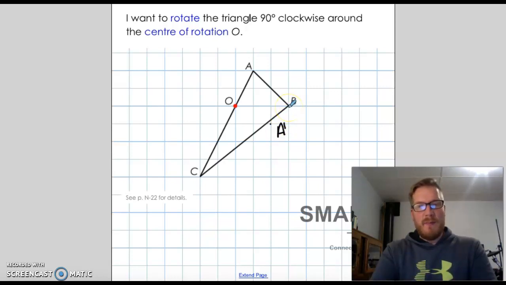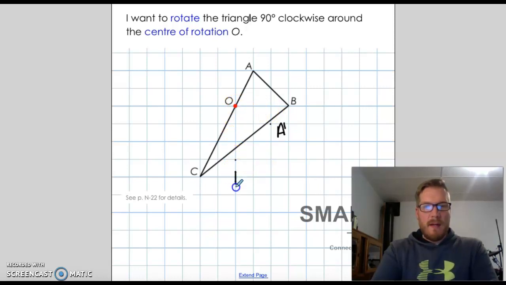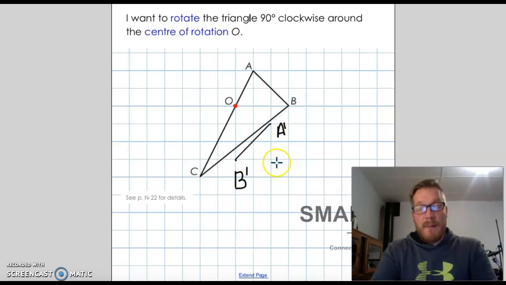Point B is a bit easier because it's again a 90-degree rotation down this way. You're going to go 3 over and then 3 down. So that's going to become my B prime point. And then I'm going to use a straight line because my freehand lines are not amazing. So you can just connect A to B, or A prime to B prime.